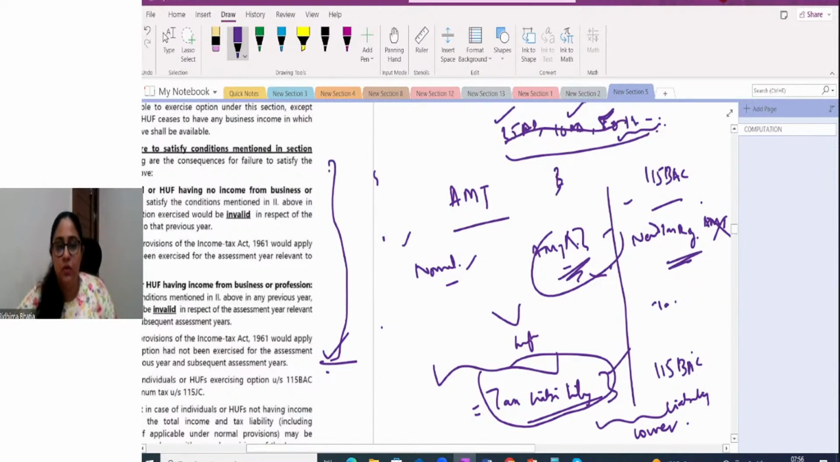यहाँ तक किसी को डाउट? Dinesh, I hope this part is clear. Then who asked for AMT before? Uday, is it clear?